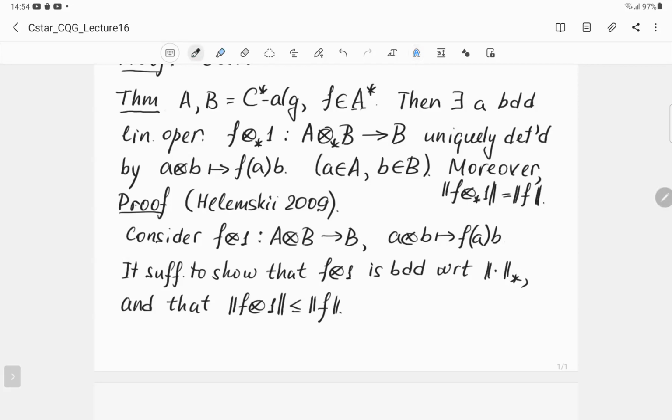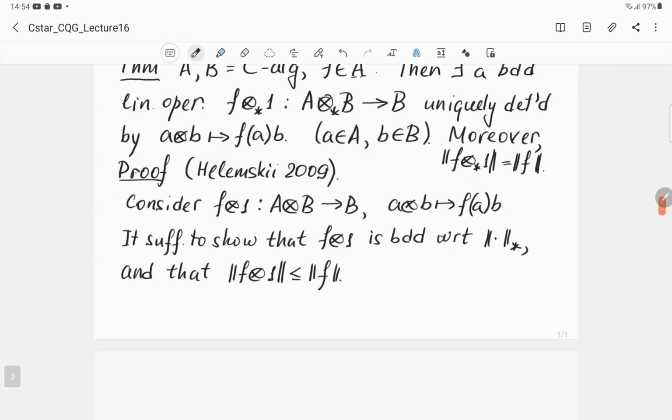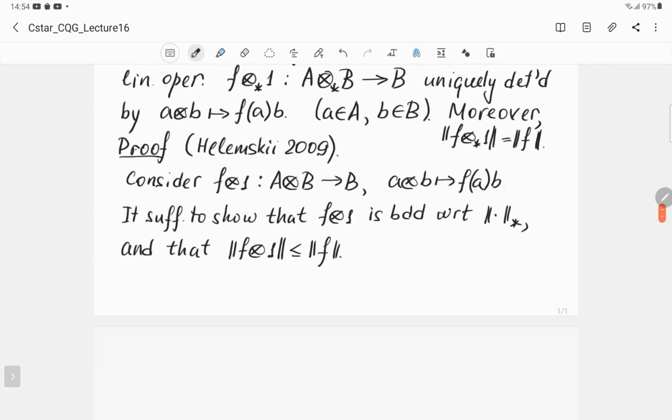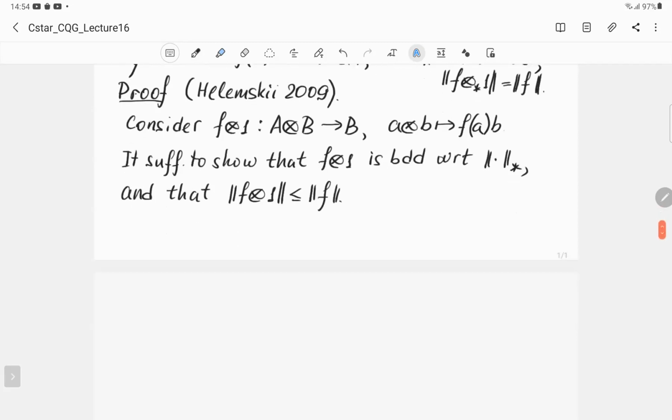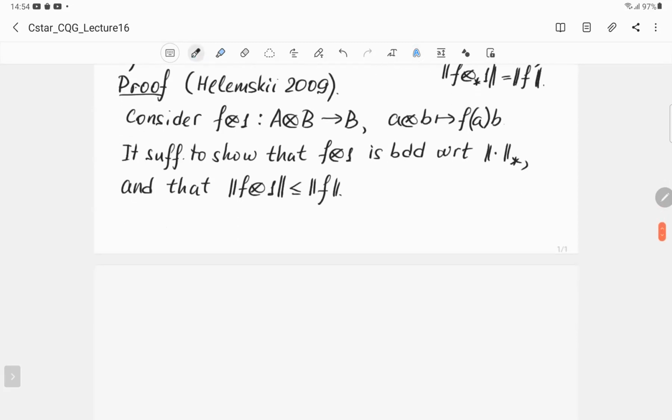So now we have to show that this map is bounded and that the norm of this map is less than or equal to the norm of f. So first of all, we do the following. We embed B into B of H, the algebra of bounded operators on a suitable Hilbert space. This is possible by the second Gelfand-Naimark theorem. And let's look at the following picture.